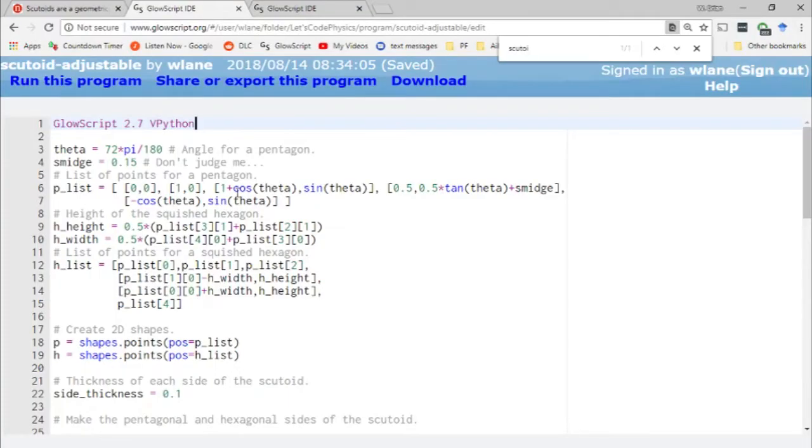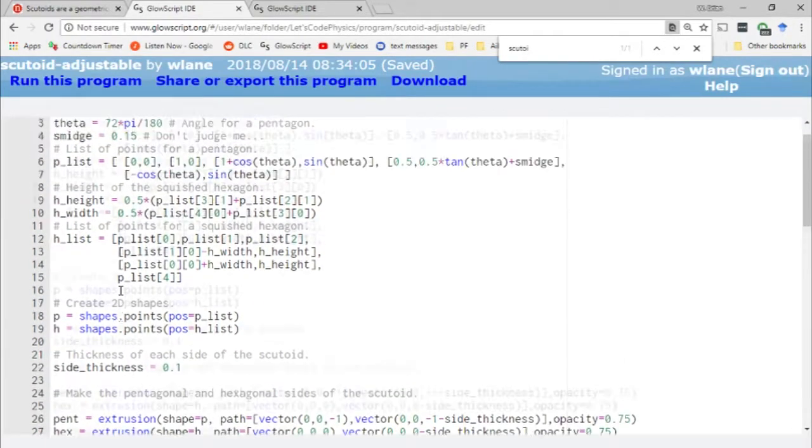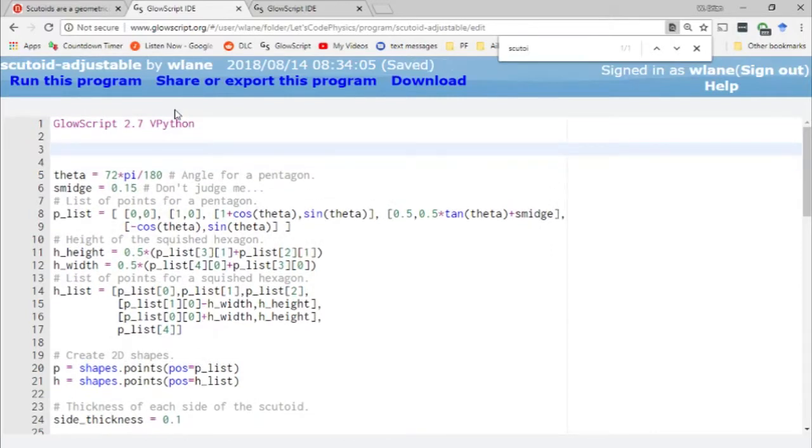All right, so here we're going to take our scutoid and try to make its length adjustable. I don't think I'll need to change anything about the actual pentagon and hexagon shapes except their location. So let's set that at the beginning here. Let's set scutoid length equal to, let's start it out with 1 so that we can recreate our original one.